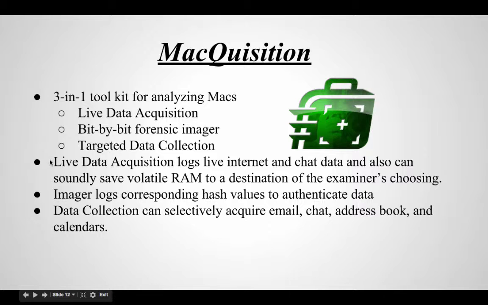It takes both MD5 and SHA-1 hash values. But before the live data acquisition, the forensic imager is used, in which it can then be used in the targeted data collection. The targeted data collection can selectively acquire email, chat, address book, and calendars. These are all very important on Mac to building a case for the forensic examiner.